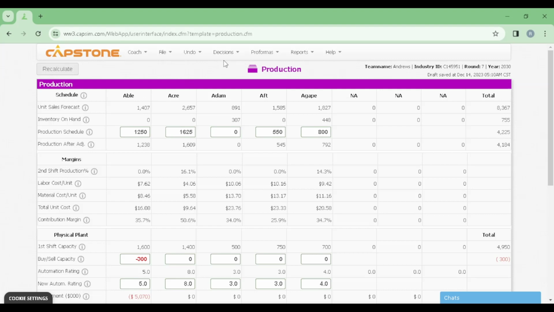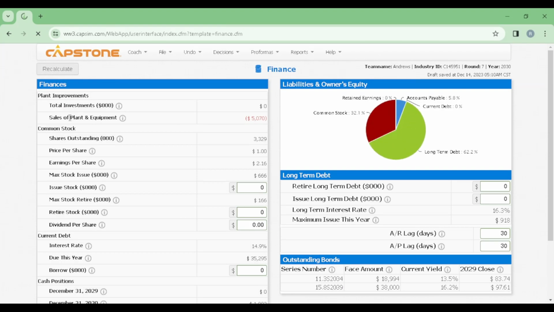So when you go back to finance, you'll see that under sales of plant and equipment, we have sold a capacity of 5,070, or simply 5,070,000. So that's it. Next, we have the common stock.